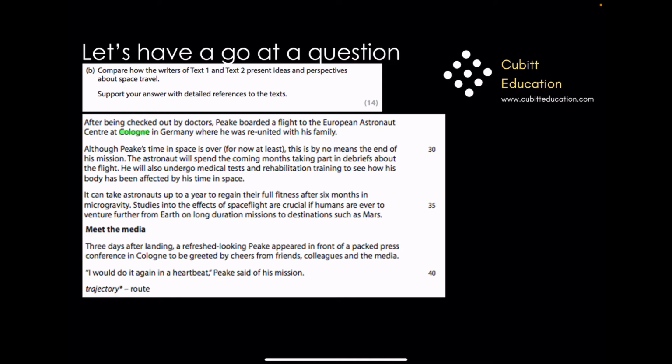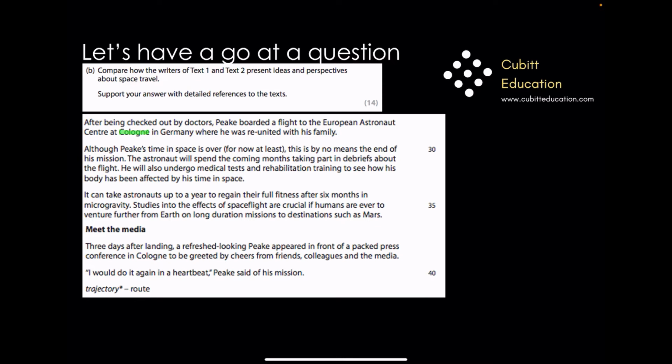Although Peake's time in space is over, for now at least, this is by no means the end of his mission. The astronaut will spend the coming months taking part in debriefs about the flight. He will also undergo medical tests and rehabilitation training to see how his body has been affected by his time in space. It can take astronauts up to a year to regain their full fitness after 6 months in microgravity. Studies into the effects of spaceflight are crucial if humans are ever to venture further from Earth on long-duration missions to destinations such as Mars.